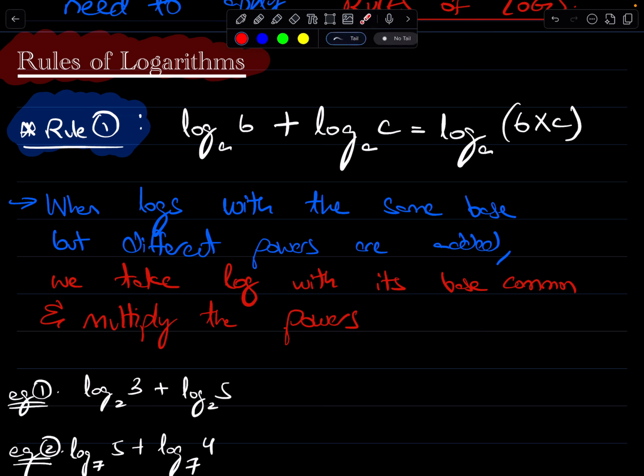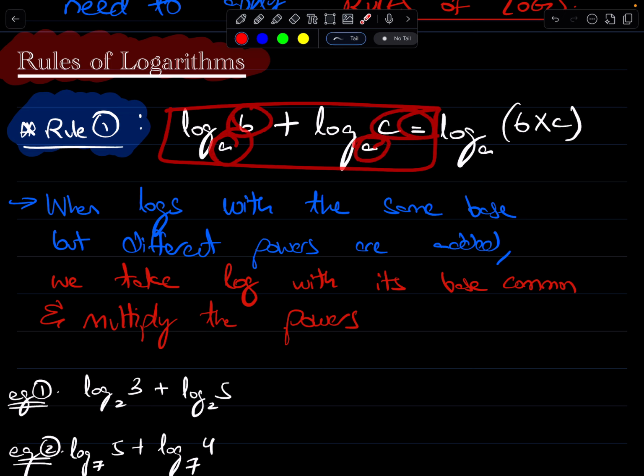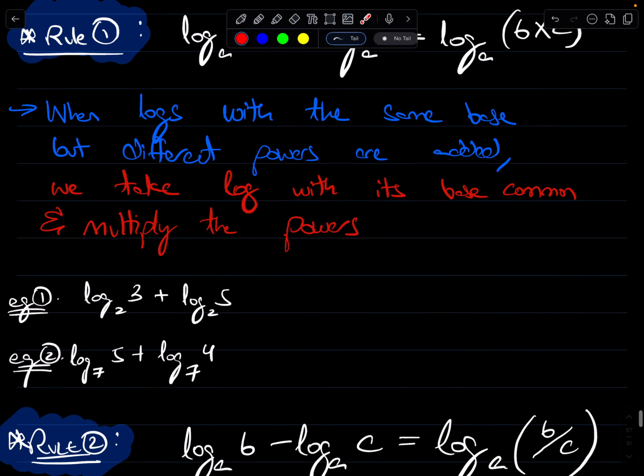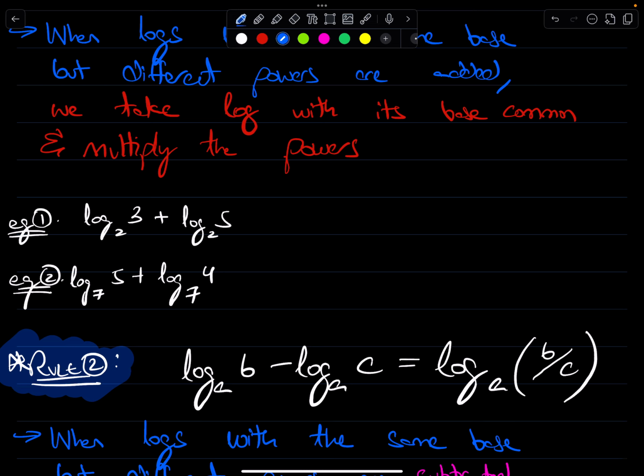So in this case, we are adding logs with the same base but different powers. In such a case, we will take log with the base common and multiply the power. For example, here we take log base 2 common and then multiply the powers. This turns out to be log 2 to the power 15. And then you can use a calculator function to find out.